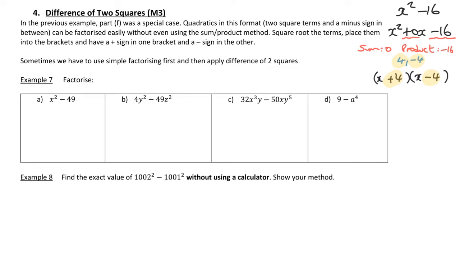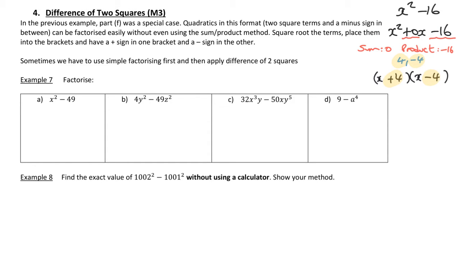Now quadratics of this format, like x squared minus 16, what's special about them is that x squared is a square term, and 16 is a square number. And in this form, where you've got a square number and a square number and you're taking them away, there's a shortcut we can use to factorise. So while we can use this method that we've looked at already, sum and product, there's a much easier and quicker way to do that, a bit of a trick.